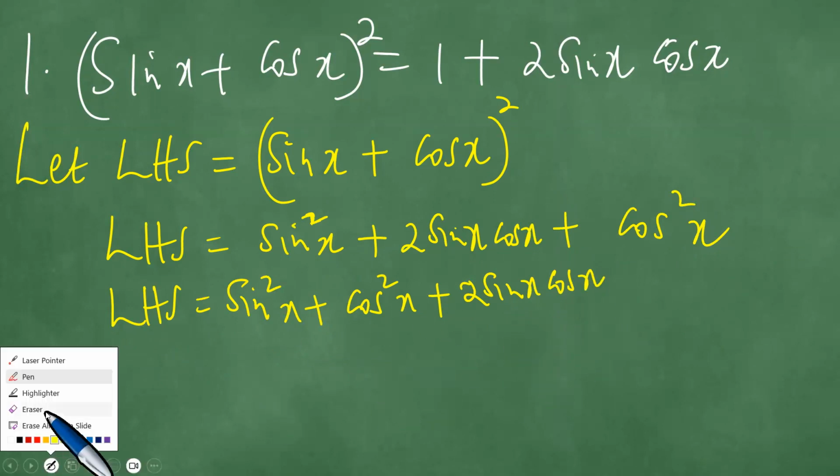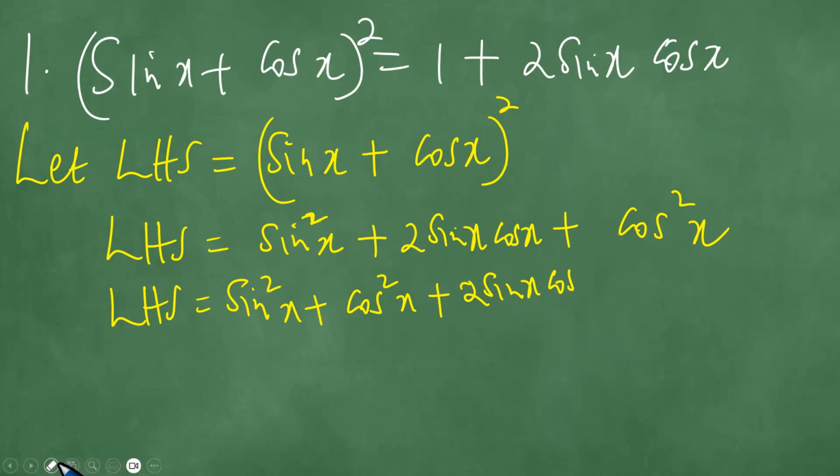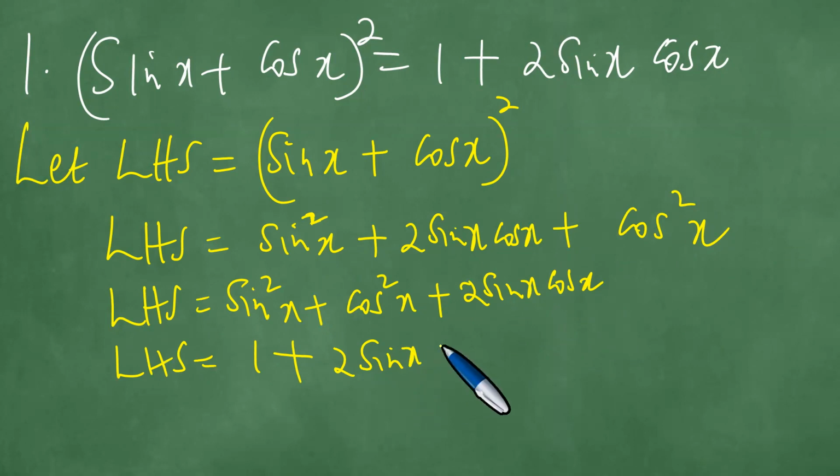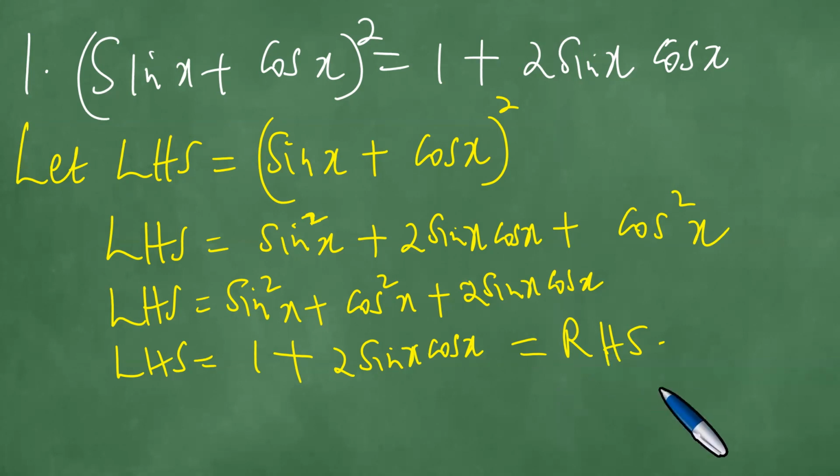Okay, so we have the left-hand side. What is sine squared x plus cosine squared x? It is 1 plus 2 sine x cosine x. And therefore, this is equal to the right-hand side. This is exactly the right-hand side. So now the left is equal to the right-hand side, and we have proven this identity.